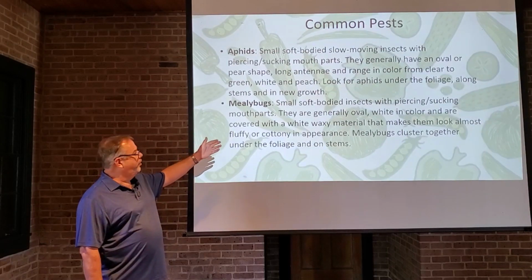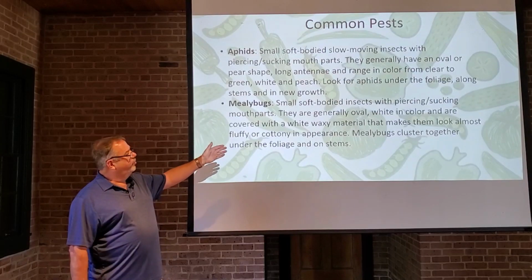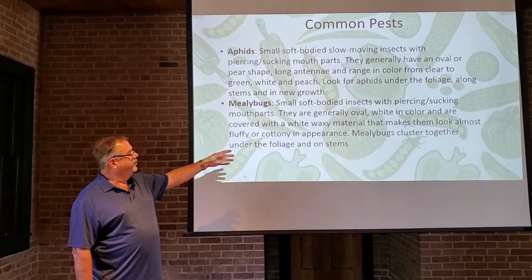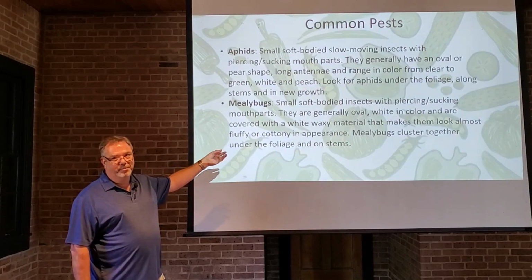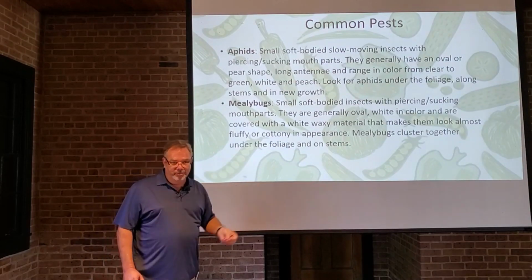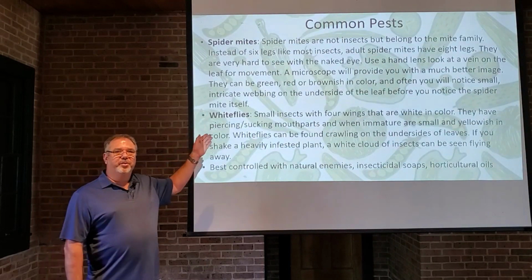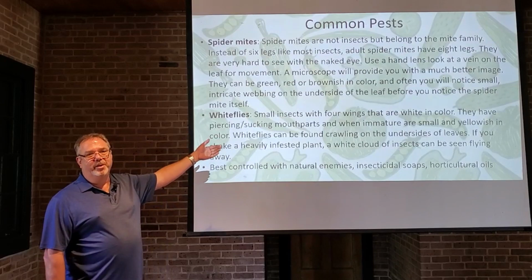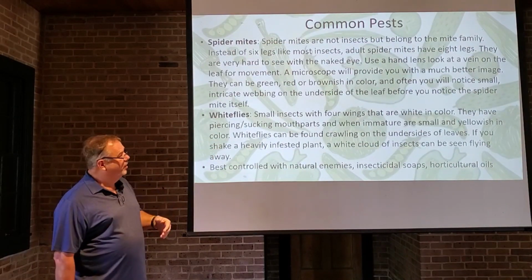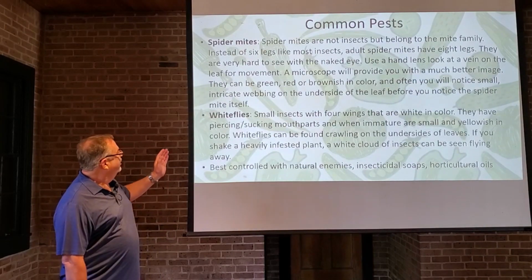Mealybugs are another small, soft-bodied insect with piercing, sucking mouthparts. They're generally oval, white in color, and they're covered with a white, waxy material that makes them look almost like a fluffy cotton ball in appearance. The mealybugs do cluster together under the foliage and on stems. Spider mites are another problem. As we've discussed before, the spider mites are not insects, but rather they belong to the mite family. They are difficult to see, so you might need a hand lens or something to see them. But you can review more of that information in the pest lecture we did.